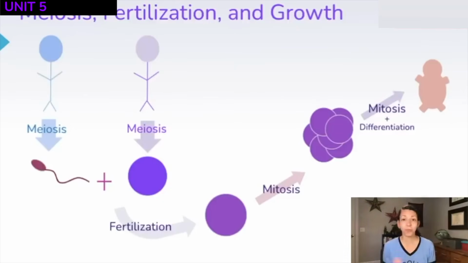In humans, both a biological male and a biological female will need to undergo meiosis in order to produce eggs and sperm. Then one egg cell and one sperm cell will combine in fertilization. After that, that fertilized egg will divide and make copies of itself through mitosis as the embryo starts to grow. Mitosis will continue until the cells start to differentiate and become all the different important parts of the growing embryo.